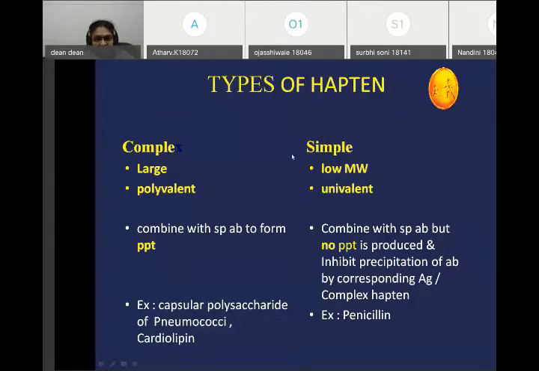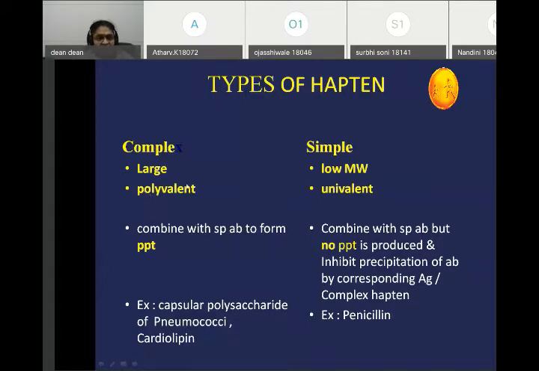What are types of hapten? Hapten can be simple hapten or complex hapten. Simple haptens are low molecular weight substances which are usually univalent. They will combine with the antibody but no precipitate is formed. But they can inhibit precipitation by the corresponding antigen or complex hapten.